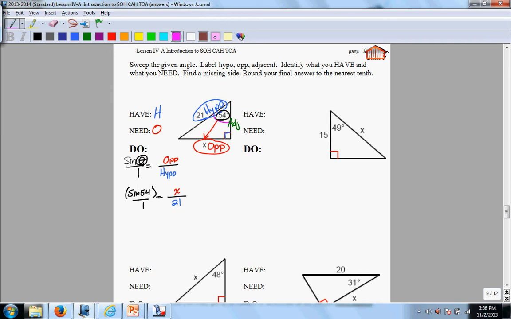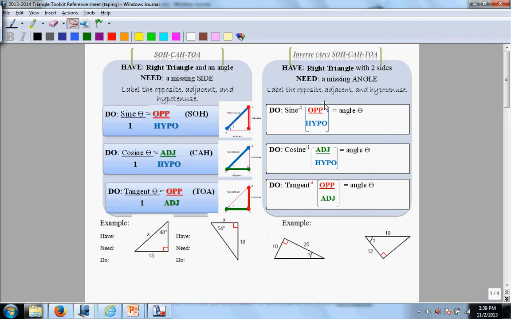Taking a look at the one on the right, you start by sweeping the angle, and we label opposite, adjacent, and hypo. This is your opposite. This is your adjacent, the side next to, and this is your hypo. Now we do have, need, do. We have the adjacent side. We need the hypo. We have an AH combination. You take a look at your AH combination, and we see that AH combination is cosine.